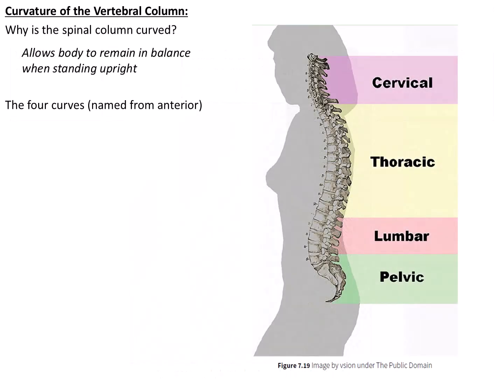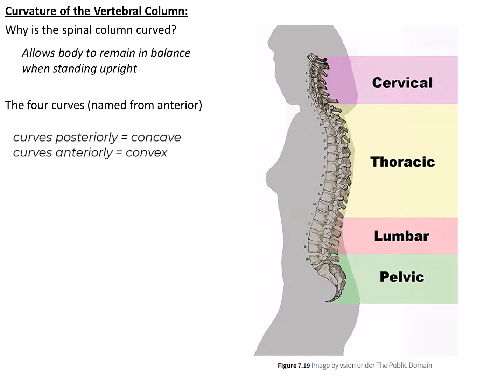The vertebral column is curved. When viewed laterally, it has an S shape. This shape allows the body to maintain balance while standing upright. There are 4 curves associated with the spinal column. While looking at the vertebral column from anatomical position, when it curves posteriorly, it is considered concave, and when it curves anteriorly, it is considered convex. So concave and convex represent the shape of the curve.